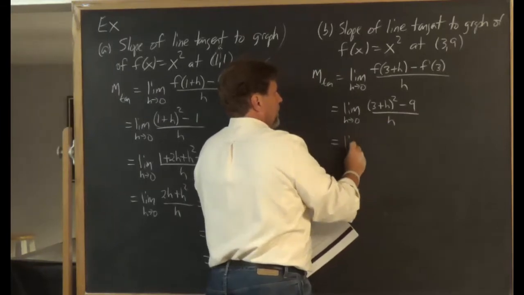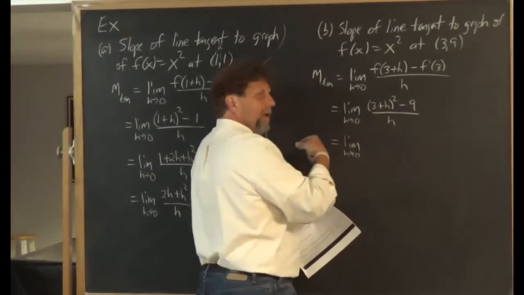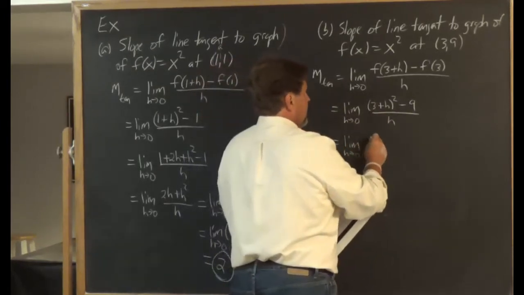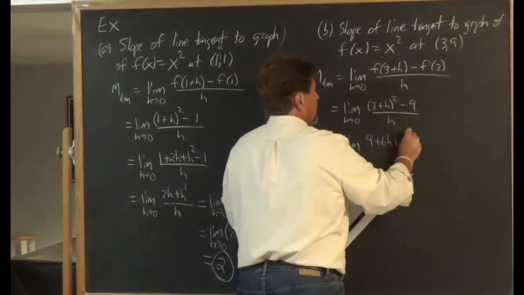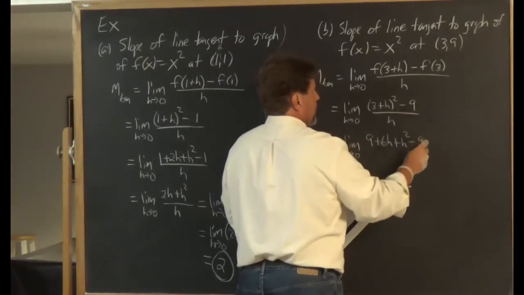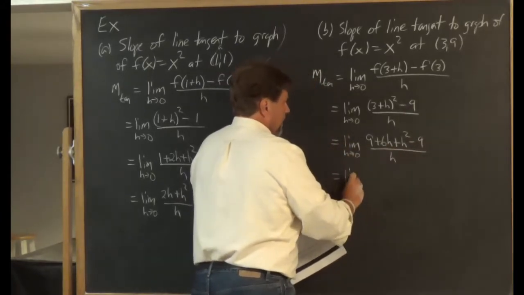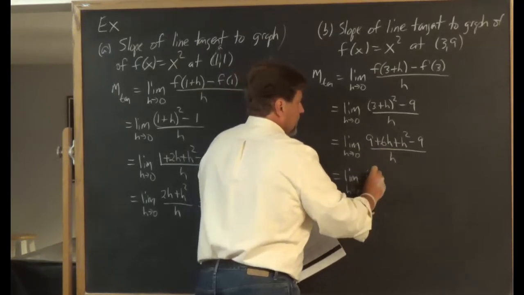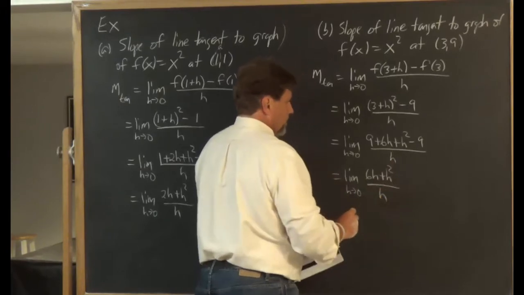So we have to do a little bit of algebra. Just like we did in part A, we have to FOIL out 3 plus h. So 3 plus h times 3 plus h is a 9 plus a 6h plus an h squared. And then don't forget the minus 9. Combine like terms in the numerator, and it looks like the 9's cancel out. So we're left with the 6h plus h squared over h.